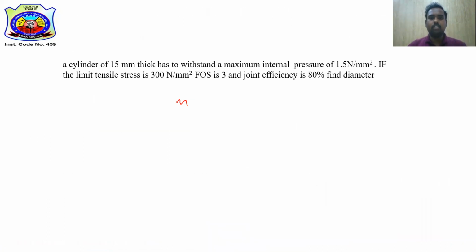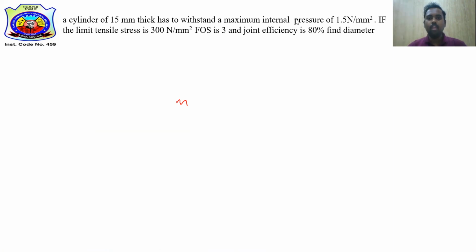Okay, now let's move on to the next question. The next question says: a cylinder of 15 mm thick has to withstand a maximum internal pressure of 1.5 Newton per mm square. If the limit tensile stress is 300 Newton per mm square, factor of safety is 3, and the joint efficiency is 80%, find the diameter. Students, in this question, he has mentioned efficiency. In the previous question, he had not given efficiency, so that is why we omitted eta L and eta H. But in this case, he has given the efficiency. Okay, let's write down the values.